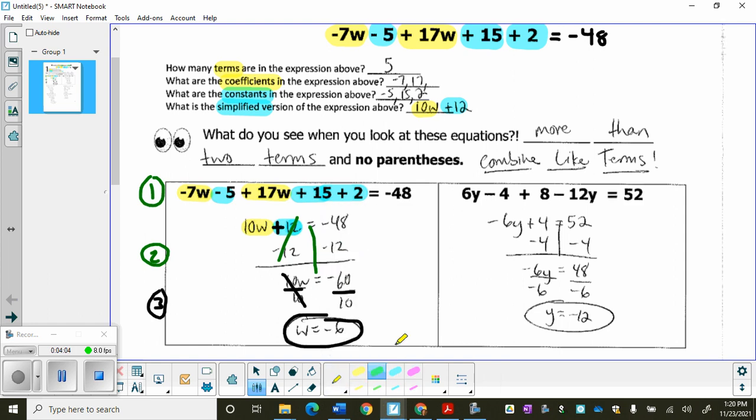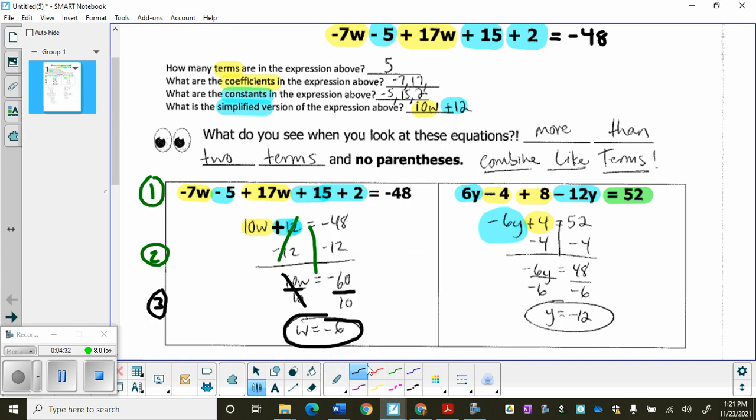All right, from the top, we notice that we have equals 52 over here. And on this side, we have 1, 2, 3, 4 terms. So I've got 6y's that I'm going to group together with -12y's. So 6 minus 12 is -6y. Now, if you have this -4 plus 8, well, -4 plus 8 is +4. So now right here, we have a 2-step equation left over to solve.